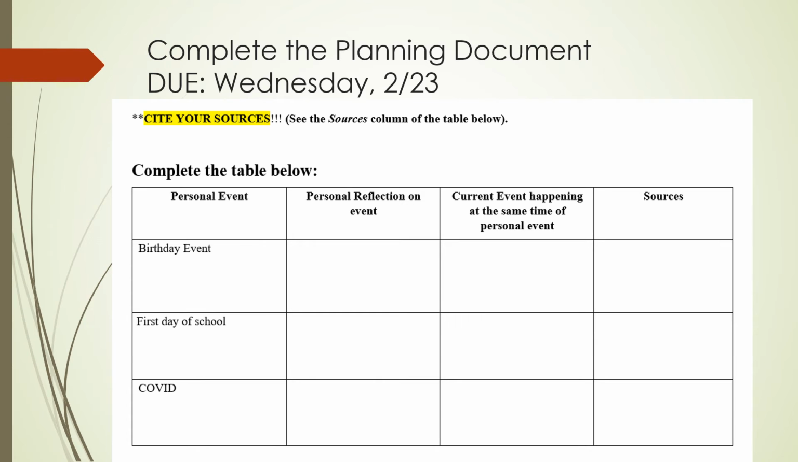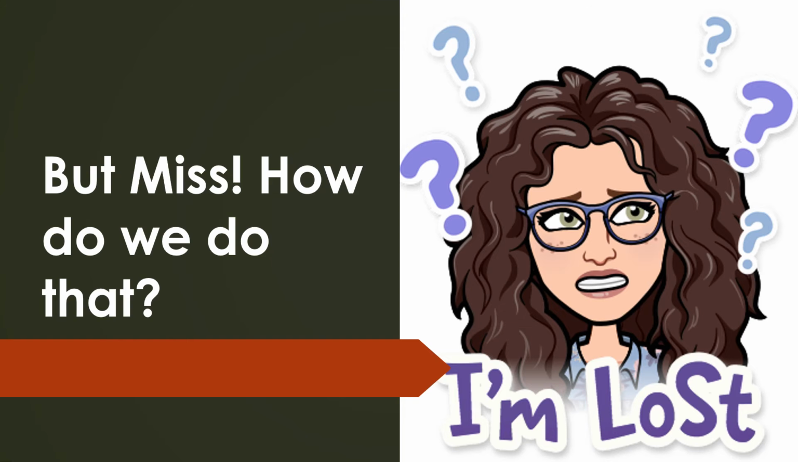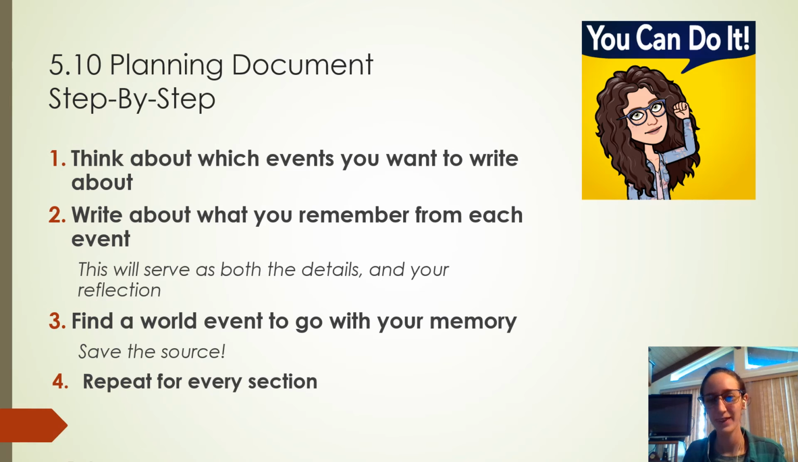Alrighty, this is the planning document. And it is due when? On Wednesday. So as you can see, it's a table, and we've got the birthday event, the first day of school, and COVID-19. But Miss, how do we do that? It's a good question. Okay, so here are 4 easy steps to completing this planning document.